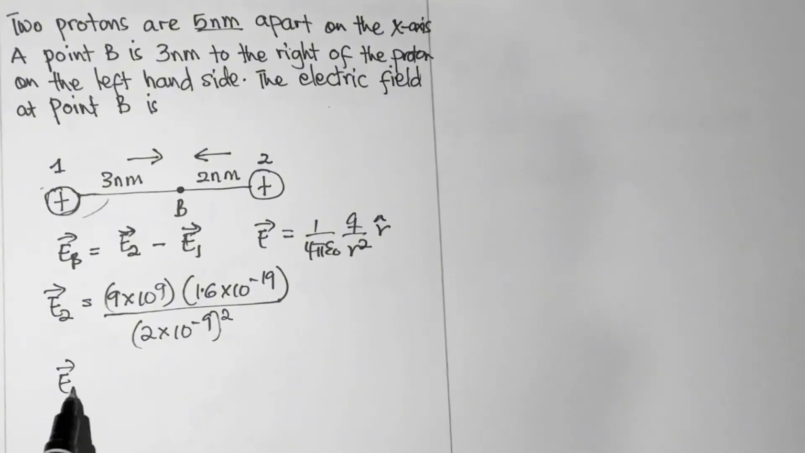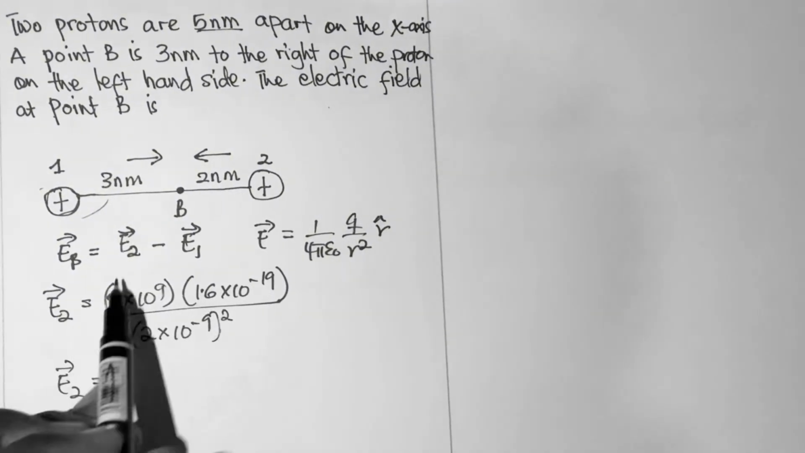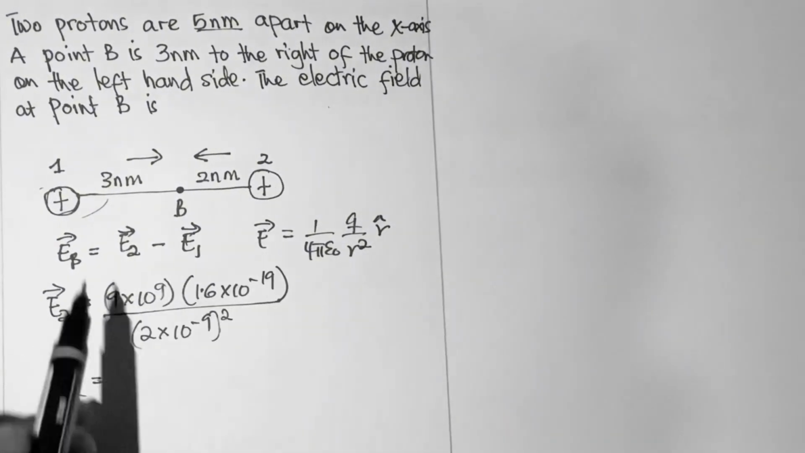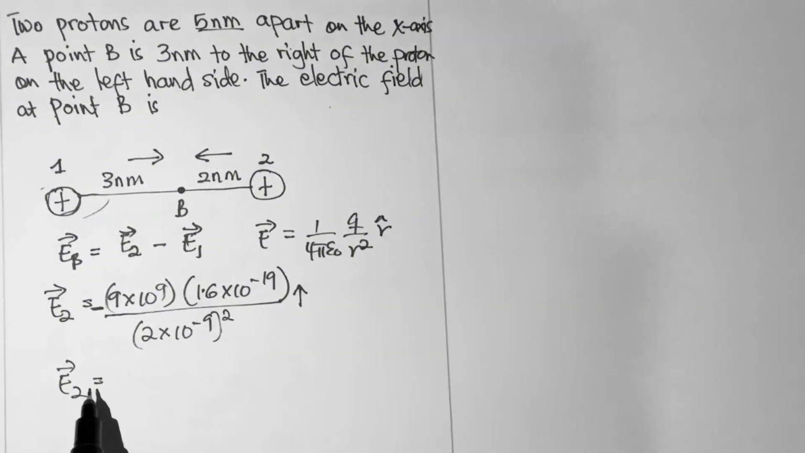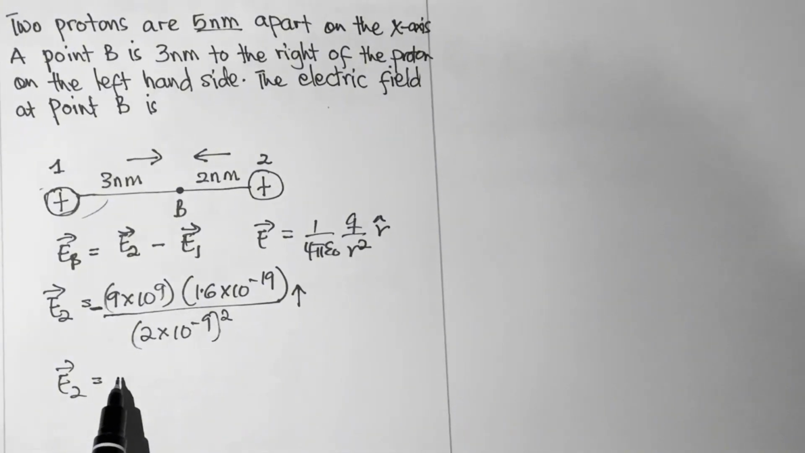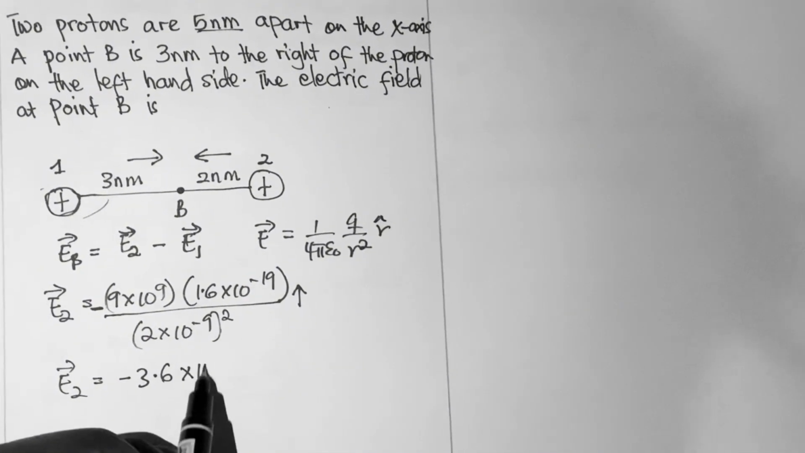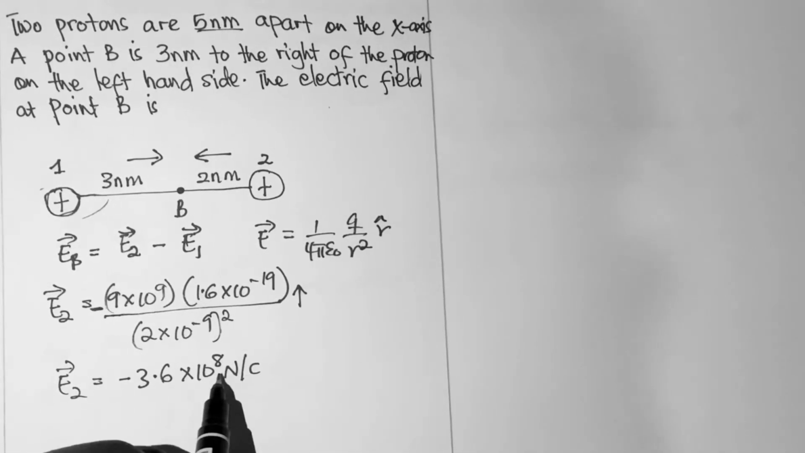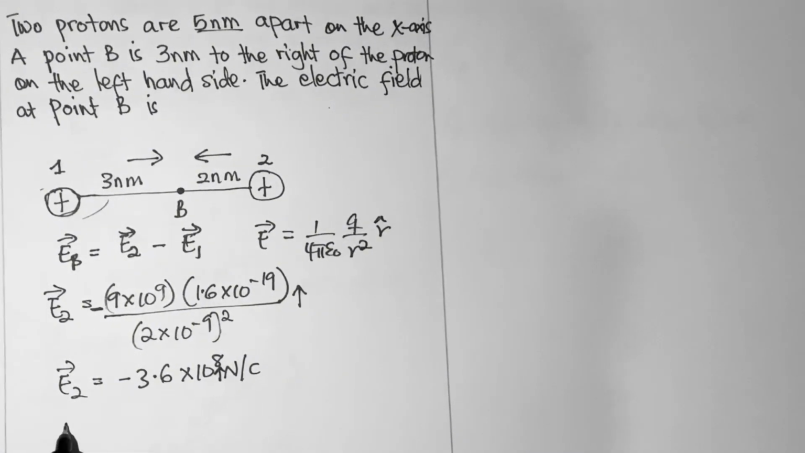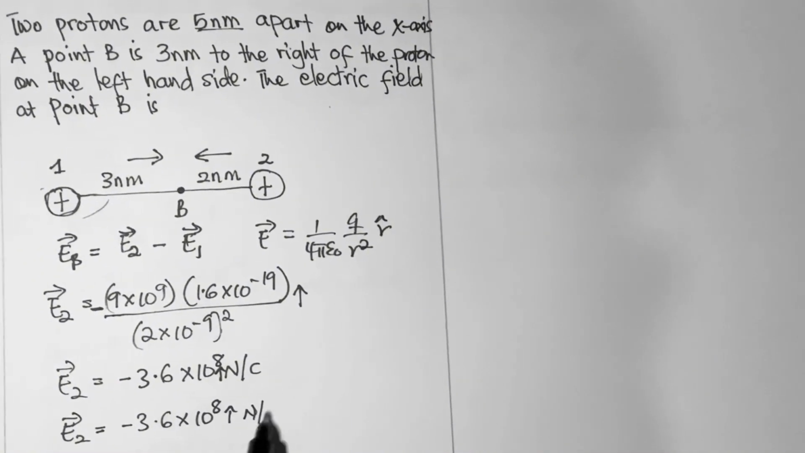So E2 is equal to, however, E2 is going in the negative X direction. So we need to put a negative value here. So here is negative i. So E2 is equal to, if you compute this, you are going to get minus 3.6 times 10 exponent 8 newtons per coulomb. Sorry, there's an i here. So let me rewrite this. So E2 is equal to minus 3.6 times 10 exponent 8 i newtons per coulomb.